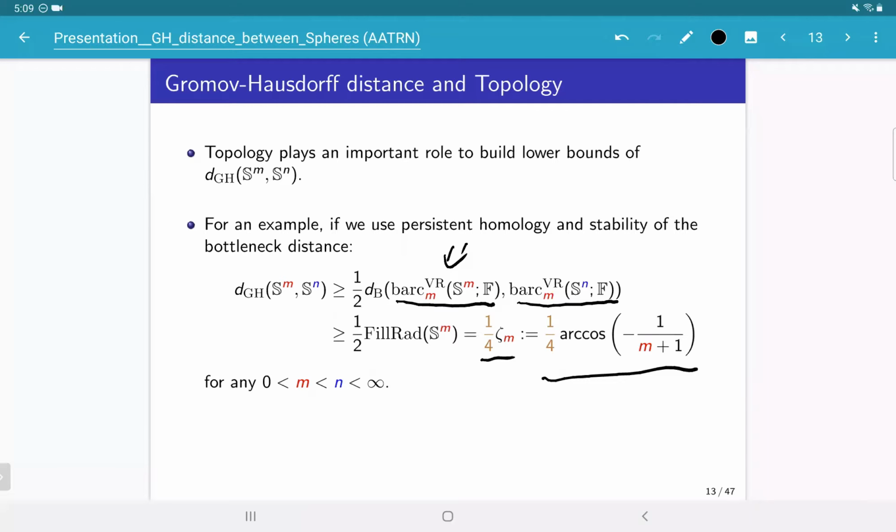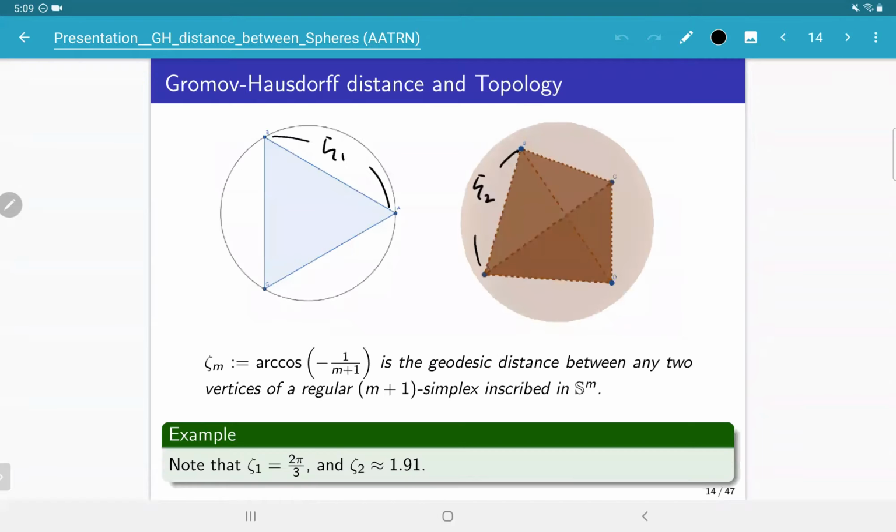I was planning to interpret. I'm sorry, no, my apologies. So there's a way to interpret this number, zeta sub m. It is actually not the diameter, but if we consider a regular m plus 1 simplex inscribed in Sm, then you can consider the distance between two vertices of that simplex. That geodesic distance between two vertices is exactly this zeta sub m.